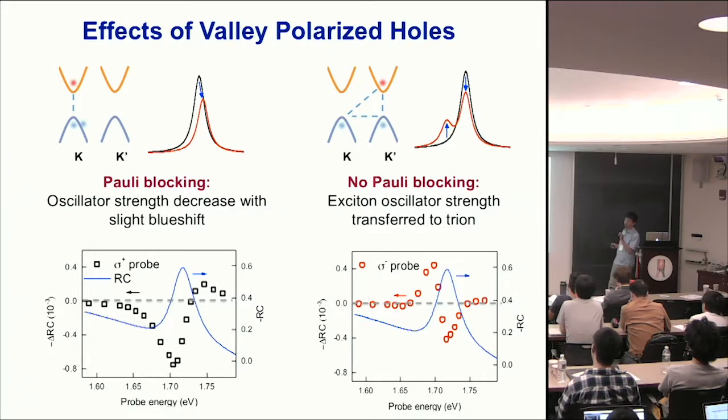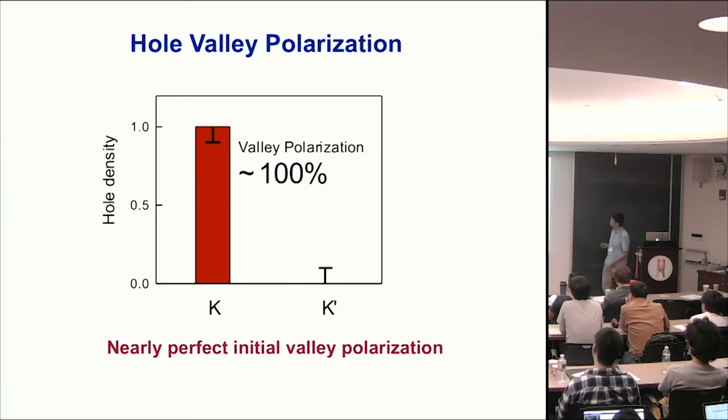And that means we actually generate holes only in the K valley and no holes in the K prime valley, because if you do have significant holes in the K prime valley, you will also see an overall reduction of the oscillator strength. And by analyzing this, we can actually estimate that we create almost pure valley polarization when you have circular polarized light with the heterostructure, within like 5 to 10% experimental uncertainty.